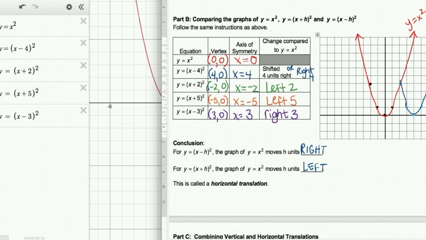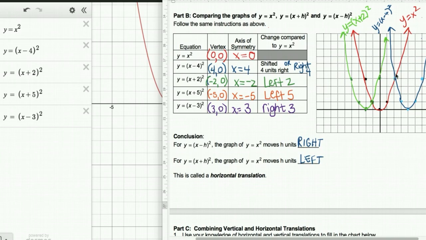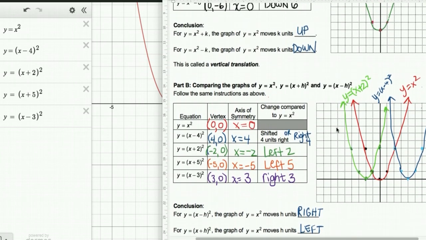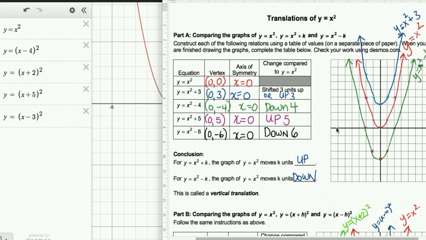Okay. There you go. And then we're going to label that one. Hopefully this fits. Okay, so the red's the original. This one moved 4 units to the right. Then we graph the next one, x plus 2 all squared. You'll see that all the dots move 2 to the left. They call this a horizontal translation, because you're doing the left-right movement. And up here, this was the vertical translation because you're moving up and down.